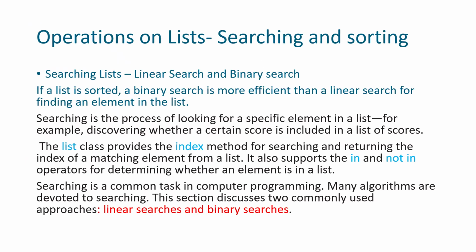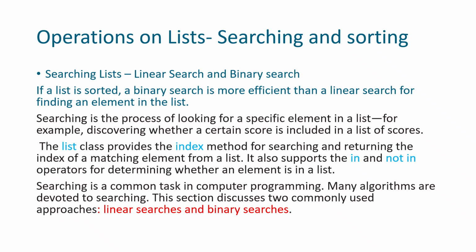Operations on lists: searching and sorting. Searching a list. There are two types of searches available for lists: linear search and binary search. If a list is sorted, a binary search is more efficient than a linear search for finding an element in the list. Searching is the process of looking for a specific element in the list, for example, discovering whether a certain score is included in a list of scores or not. The list class provides the index method for searching and returning the index of the matching element from a list. It also supports the in and not in operators for determining whether an element is in a list or not.